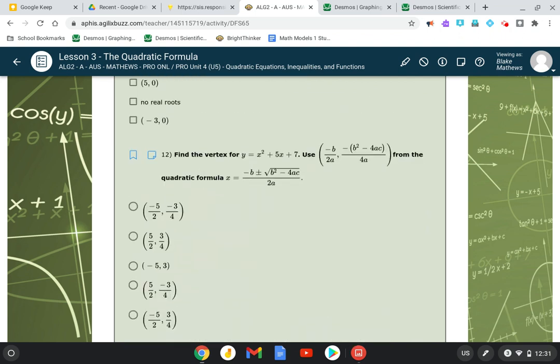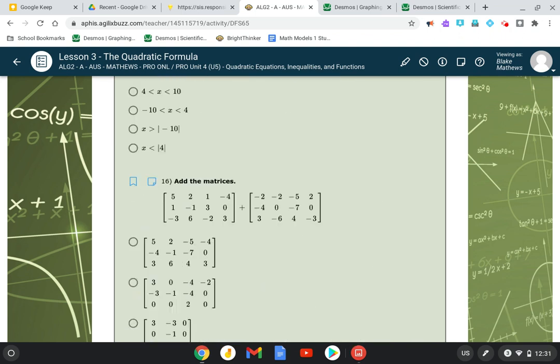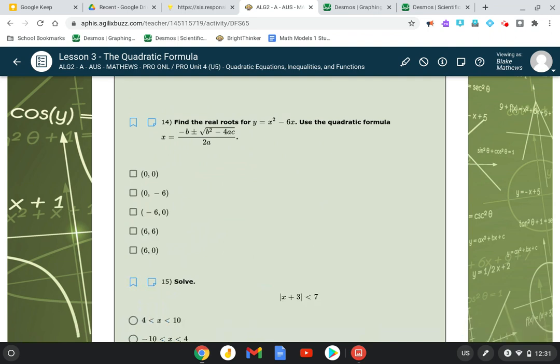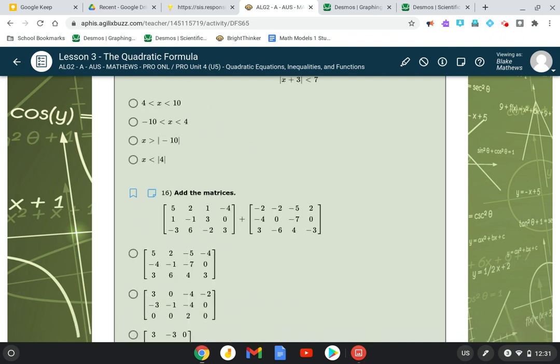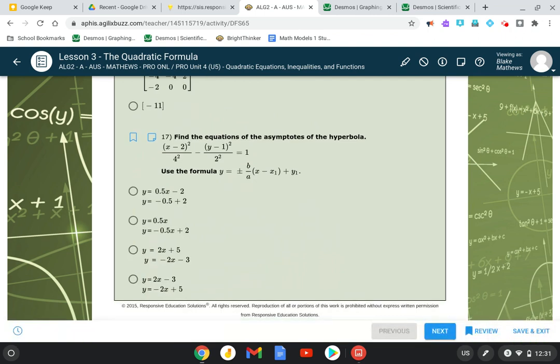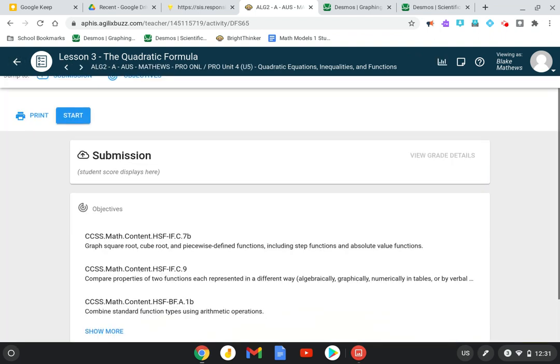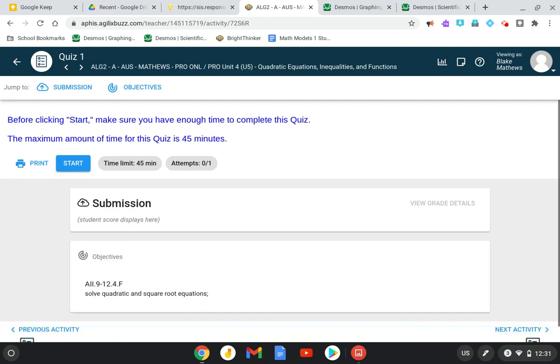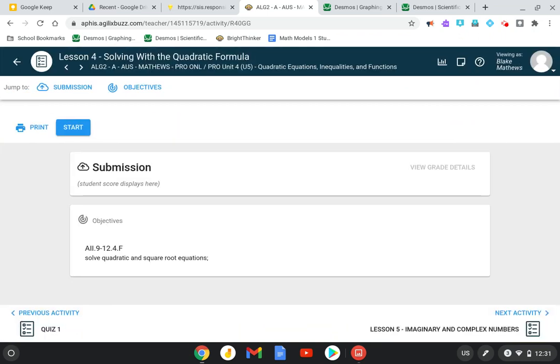Same thing with number 10, 11, 12, all the way through to number 14. And then you have some review questions down here. I don't think any of these will give you much trouble. You can go ahead and just skip number 17, and I will fix your answer for that one. But that's pretty much it. Let's jump over to lesson 4.